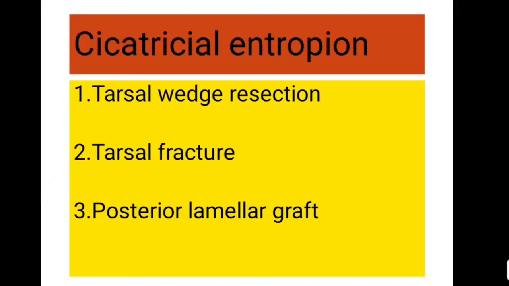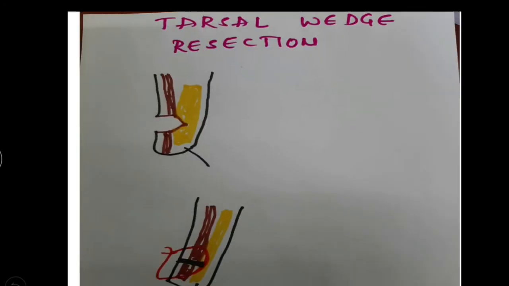For the cicatricial entropion, the surgical options are tarsal wedge resection and tarsal fracture. Even a posterolamellar graft can be done. Here in the tarsal wedge resection, sorry, the eyelash is wrongly written here. So this comes here, eyelash.